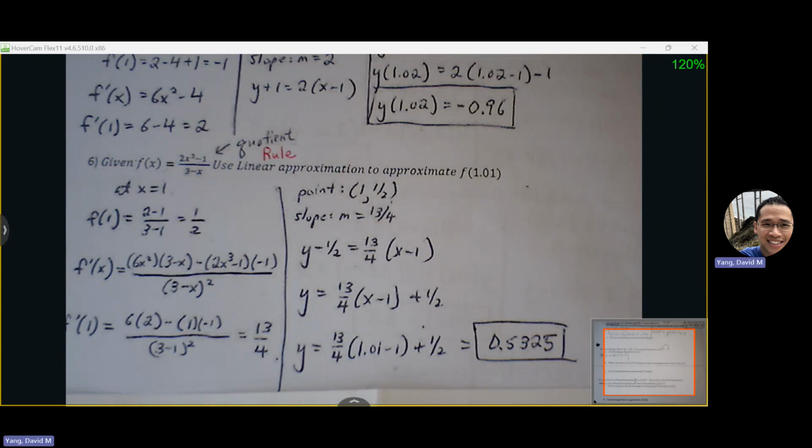So my order pair for number 6 is 1 comma 1/2. And then to slope, after I found my derivative, plug 1 in, I got 13/4. So there's my tangent line equation. And once I get my tangent line equation solved for y, then I can plug that decimal into the x, and whatever I get is my decimal approximation.